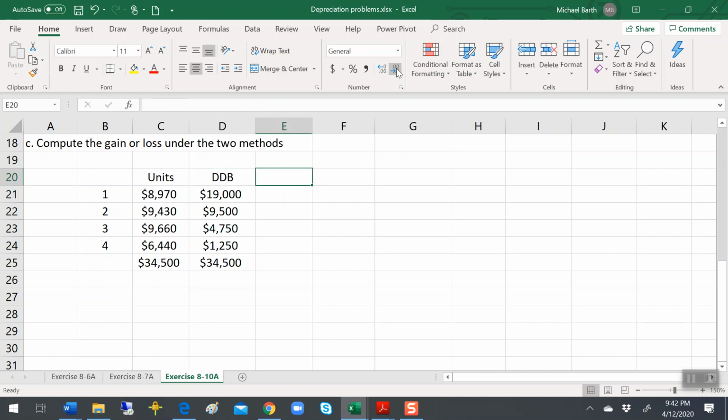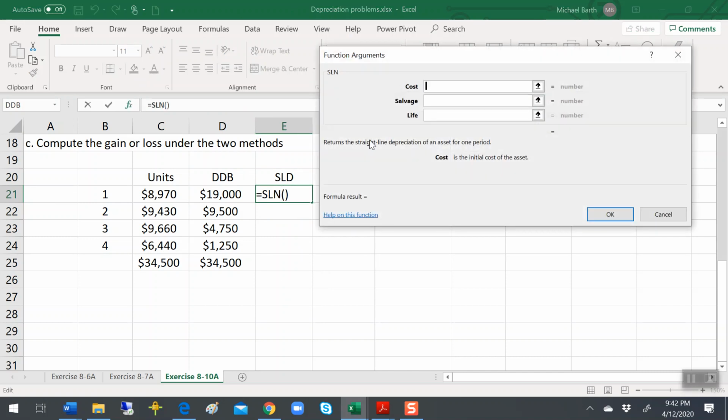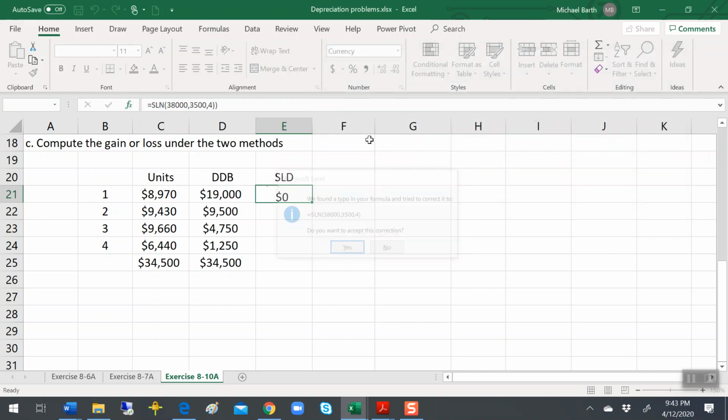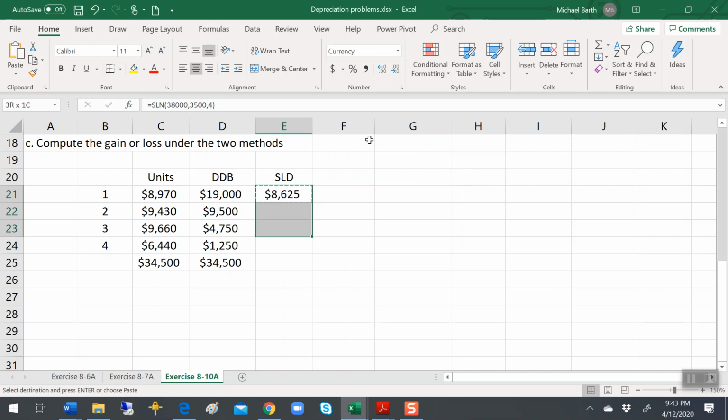And we would compare that to straight line depreciation. There's actually a function for that. The inputs are mostly the same: 38,000 is the cost, 3,500 is the salvage, and the life is 4. So each year you take 8,625, grand total of 34,500 in depreciation. If you let Excel do it for you, life will get a lot simpler.